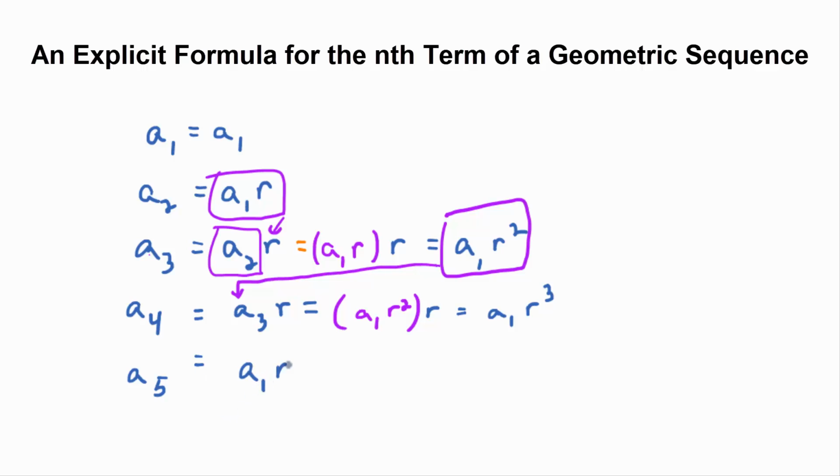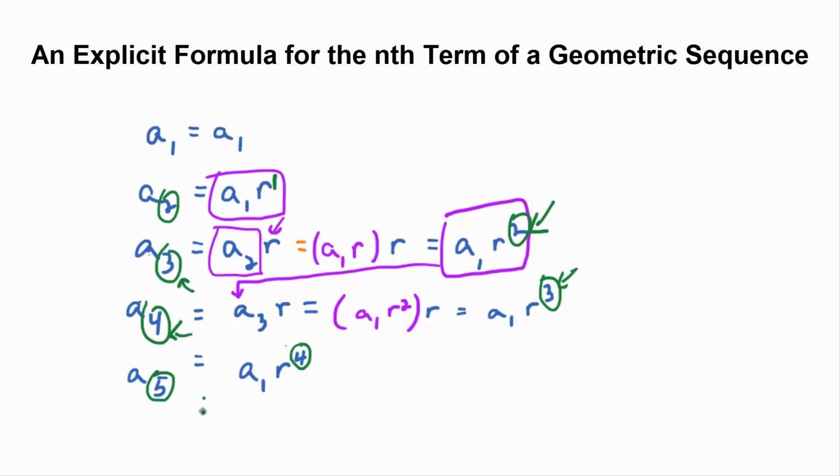A1 R to the 4th power. So what's the pattern then? How does the exponent relate to the number you're plugging in, which is called the index? It's always 1 less. Here you could think of it as R to the 1 power. It's 1 less than 2. 2 is 1 less than the index of 3. 3 is 1 less than, think of it as an input if you like, the input of 4. 4 is 1 less than 5.